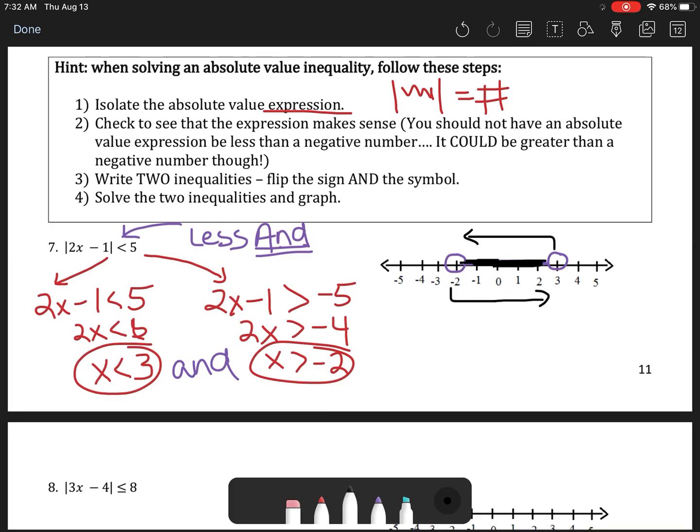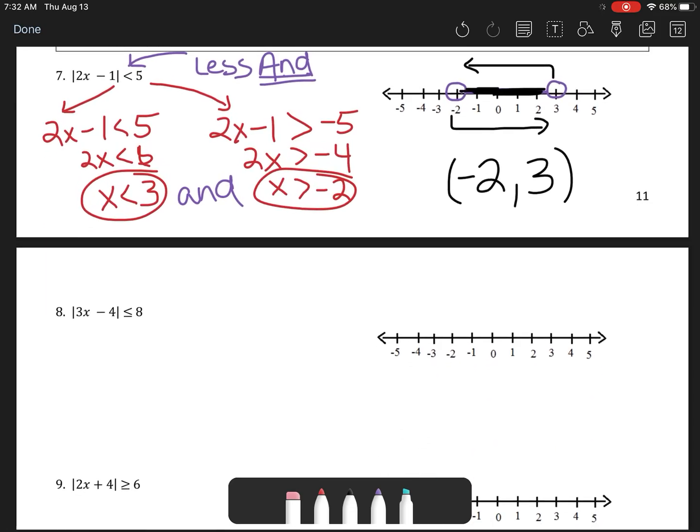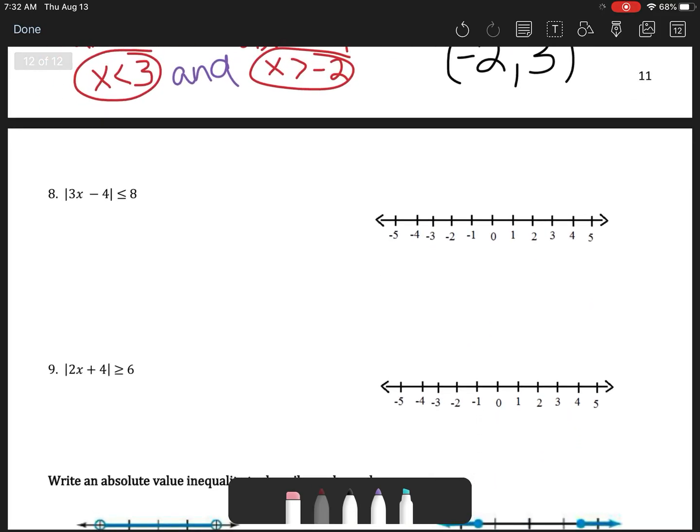Just to go above and beyond, to write this in interval notation, I would have parenthesis, negative 2, comma 3, parenthesis. For my next one, luckily, again, the expression is already by itself, so I can separate this into the two inequalities that we'll work with.